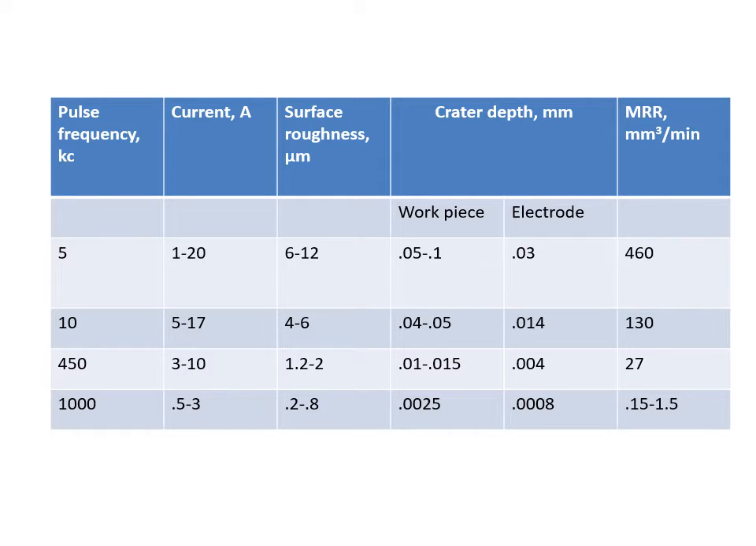Regarding the pulse frequency, for 5 kHz the current required is in the range of 1 to 20 amps. Generally the surface roughness obtained is in the range of 6 to 12 microns, whereas the crater depth is in the range of 0.05 to 0.1 mm. The crater depth formed on the electrode is in the range of 0.03, whereas the material removal rate achieved with respect to the workpiece is in the range of 460 millimeter cube per minute. Similarly, as I increase the pulse frequency, the current required also goes on increasing.